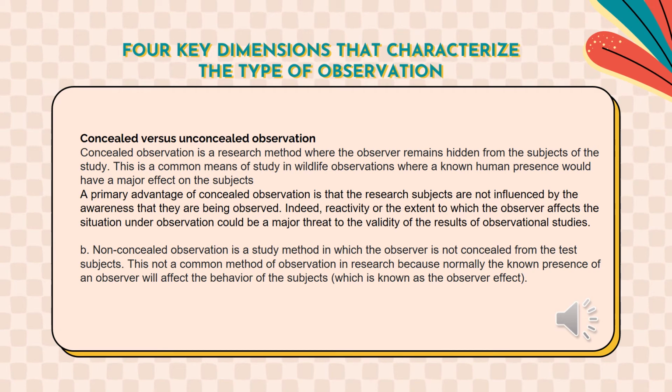Second is non-concealed observation. Non-concealed observation is a study method in which the observer is not concealed from the test subject. This is not a common method of observation in research because normally the presence of an observer will affect the behavior of the subject, which is known as the observer effect.